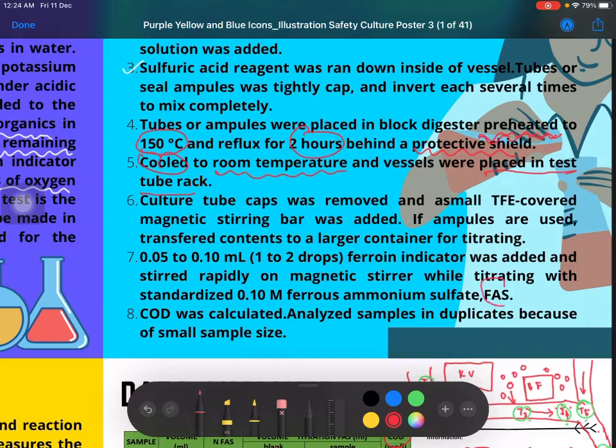Add 0.05 to 0.10 milliliter, equivalent to 1 to 2 drops of ferroin indicator, and stir rapidly on a magnetic stirrer while titrating with standardized 0.1 molar ferrous ammonium sulfate titrant. The endpoint is a sharp color change from blue-green to reddish-brown, although the blue-green may reappear within minutes.